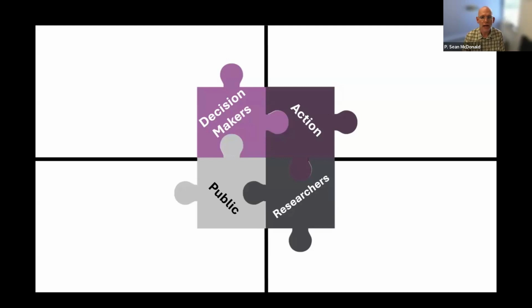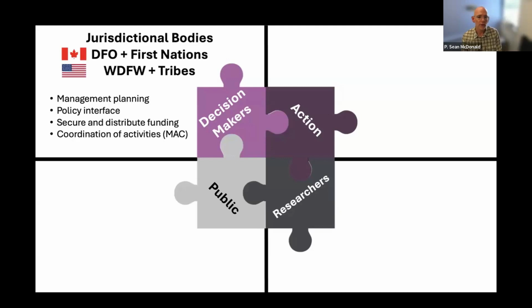And so I just want to highlight that in Canada, DFO is the federal agency with authority for management in consultation with First Nations. And in the US, the state of Washington, through the Washington Department of Fish and Wildlife, has the authority on state lands, and tribes have authority over their sovereign tribal lands. These entities are primarily responsible for management planning and policy interface, as well as securing and distributing funding. In Washington, WDFW also convenes the Multi-Agency Coordination Group, or MAC group, where DFO actually is a participant.